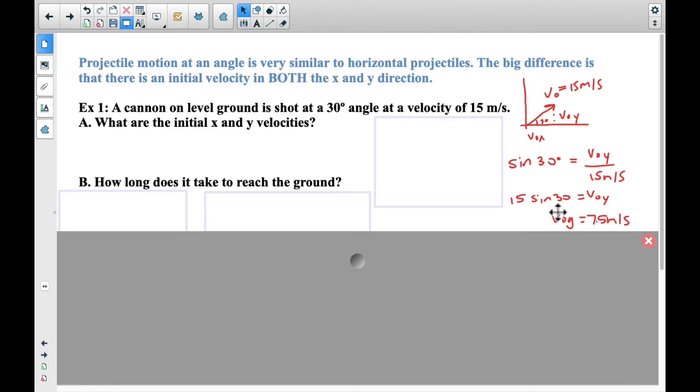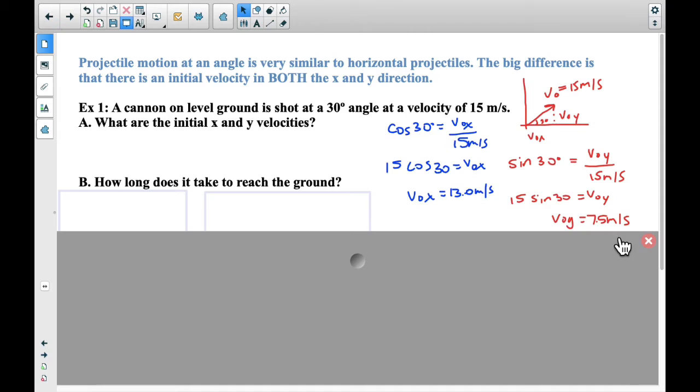We also have to look at the x direction. For the x direction, we want to look at cosine because that's the adjacent. And so once again, I'm going to set it up where cosine of 30 is v sub o x. That's the adjacent over the hypotenuse. So to solve it, I multiply times 15. I make sure I'm in degree mode, and I get 13 meters per second. So whatever is getting launched has an initial velocity of 7.5 meters per second up in the y direction, and 13 meters per second in the x direction. We need to break those up so we can move on.